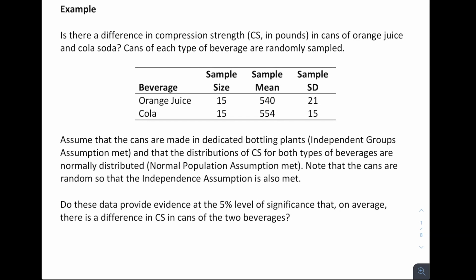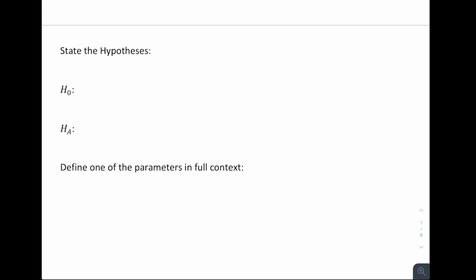Do these data provide evidence at the 5% level of significance, so alpha equals 0.05, that on average there's a difference in compression strength in cans of the two different beverage types, orange juice and cola? Let's now state the hypotheses of this problem.